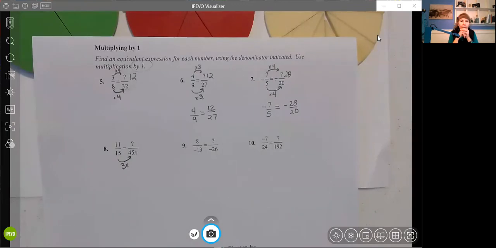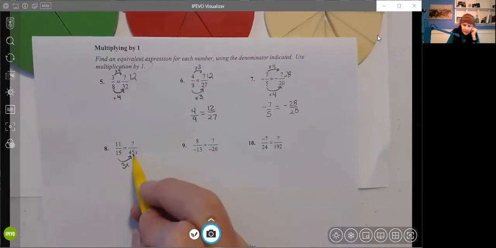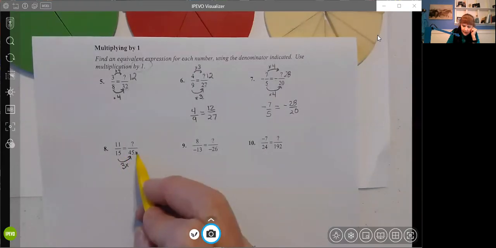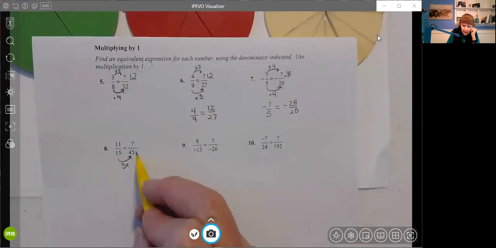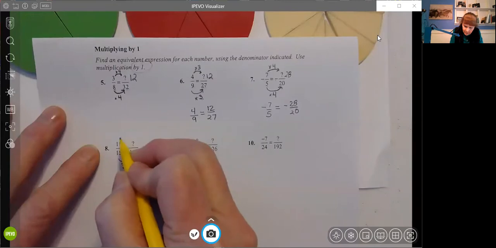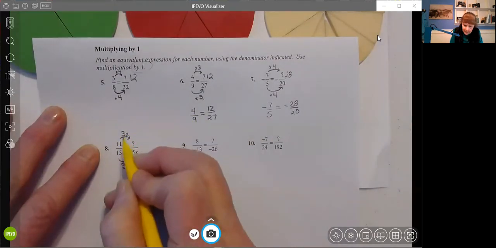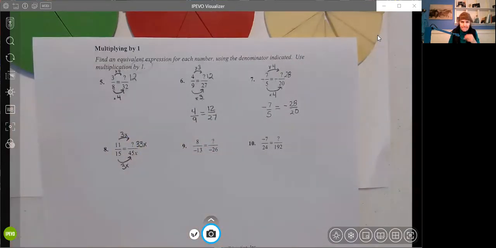That's what I multiply by, because 15 times 3 gives me the 45, but I also need an x over here. So I have to multiply by an x, so I end up with an x over here. So that means I'm going to multiply by 3x. 11 times 3x is 33x. All right, so these are equivalent fractions.